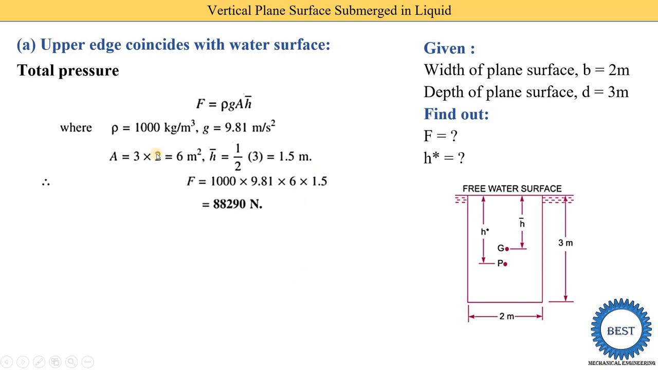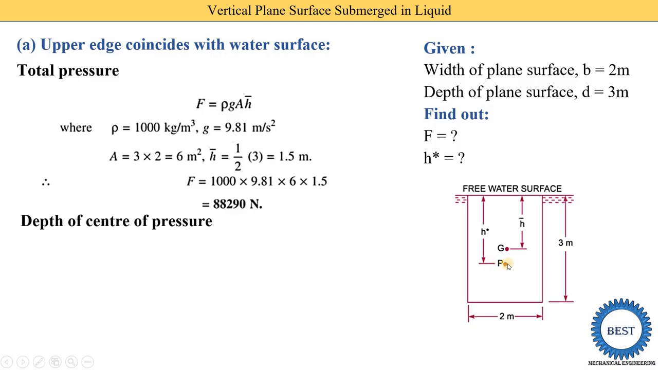Now we put these values in this equation: rho is 1000, g is 9.81, A is 6 and h bar is 1.5. We multiply and we get F equal to 88290 newtons.